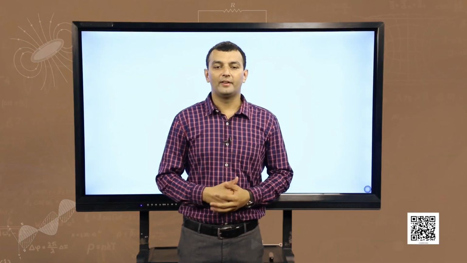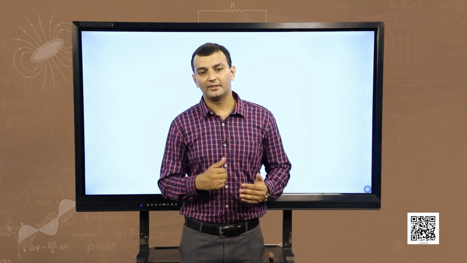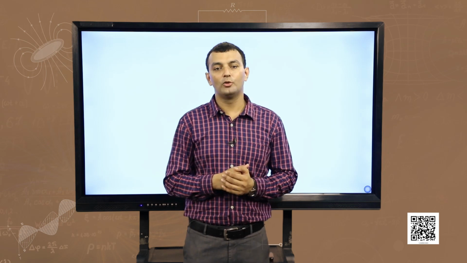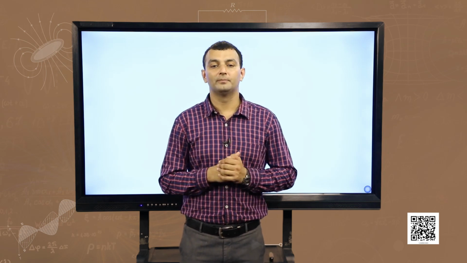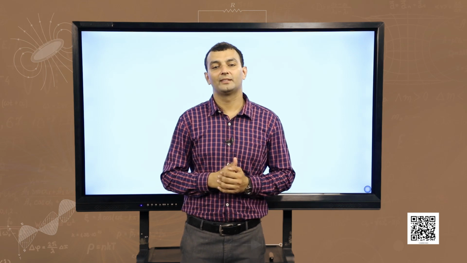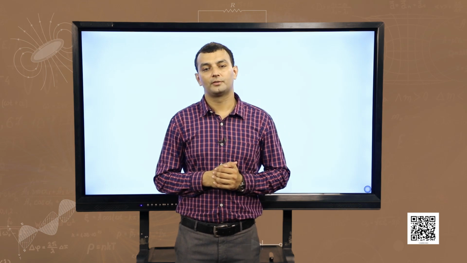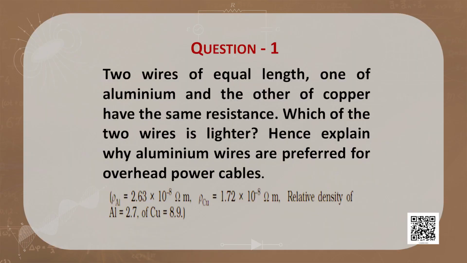Alright, we all are very well aware that copper is a better conductor than aluminum, but still overhead power cables are almost exclusively made of aluminum. What is the reason behind this? Let us find an answer to this. To do this, we will solve one question. Two wires of equal length, one of aluminum and the other of copper, have same resistance. Which of the two wires is lighter? And explain why aluminum wires are preferred for overhead power cables.